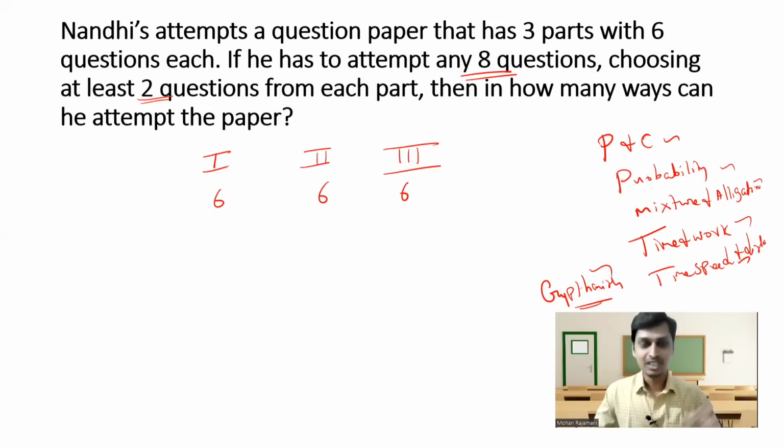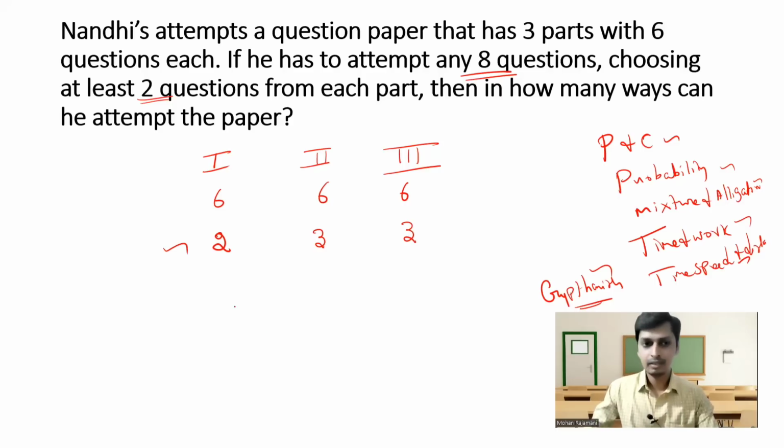Okay, now coming to the question. You have 3 sections, section number 1, section number 2, and section number 3. Totally, you have 3 sections and totally you have 18 questions. Now, I'm going to write all the combinations. So how am I going to attend the question? I can attend 2 questions from section 1 and 3 questions from section 2 and 3 questions from section 3. So totally 2 plus 3 plus 3, 8 questions I attended.